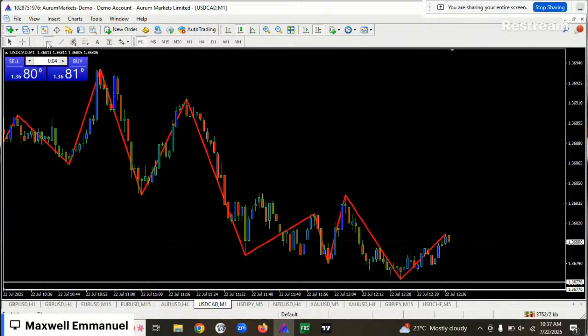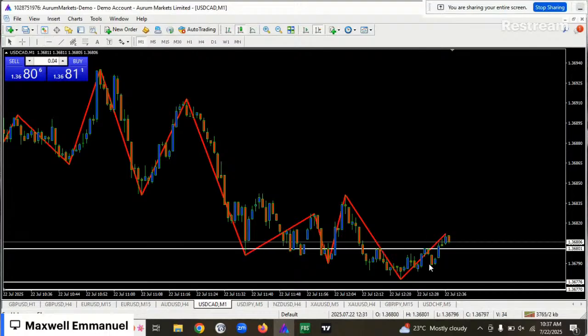The shift to market structure on 1 minute has occurred here. It created a fair value gap here, which it might come to fill. Price pulled back, filled that fair value gap, and created a new one here. So it's likely going to come fill this fair value gap.